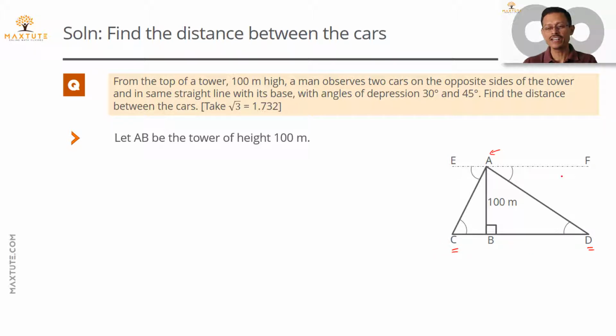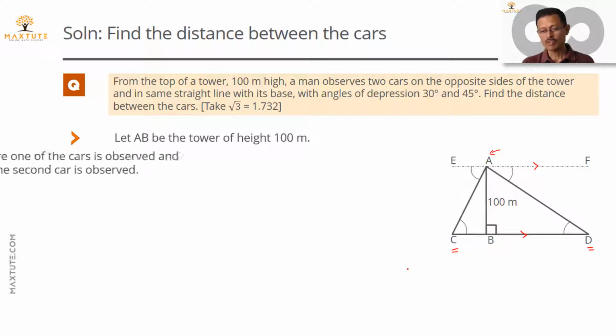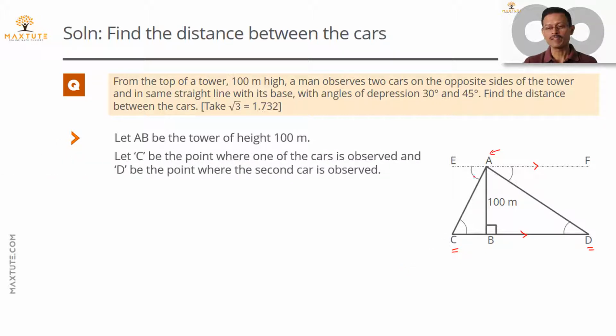Let's draw a line EF that is parallel to CD. So CD and EF are parallel lines. Now, when we are talking about angles of depression, angle EAC is the angle of depression to car 1. Let's say this is equal to 45 degrees. The angle of depression to car 2, which is at D, that is angle FAD, is equal to 30 degrees.